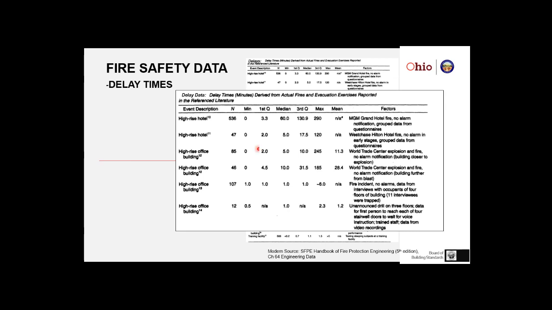So this particular data set is from an old version, I think, that was part of the SFPE Handbook of Fire Protection Engineering. I have a newer version, in which the tables are slightly different. But the thing I want to point out to you here is, remember we talked about the MGM Grand Fire and how there was no alarm notification. So let's compare some of these delay times. The median delay time was about 60 minutes, and the maximum delay time was 290 minutes.